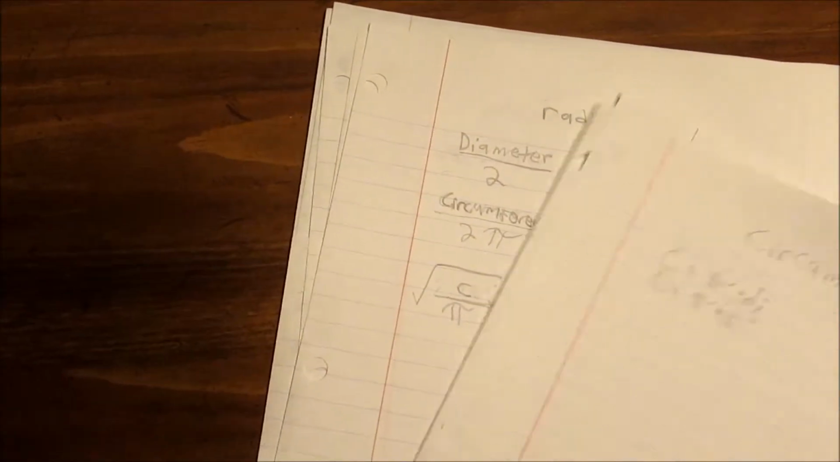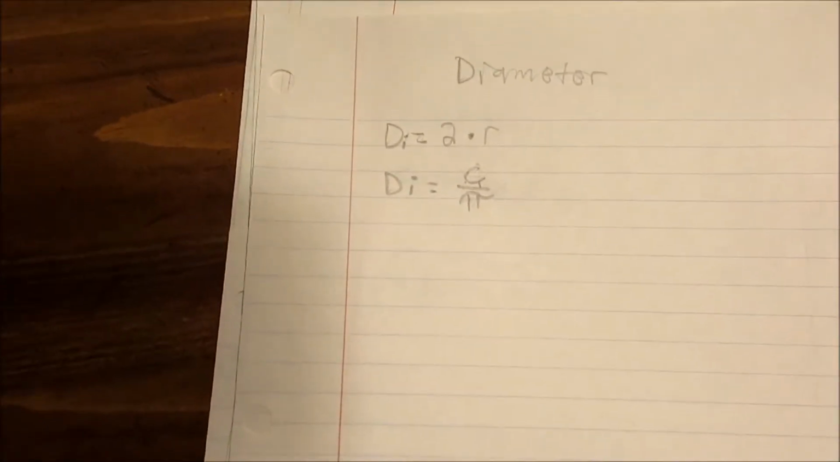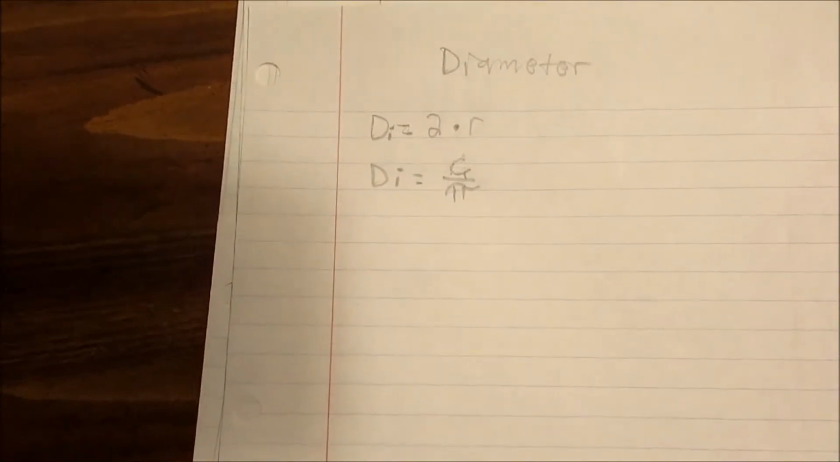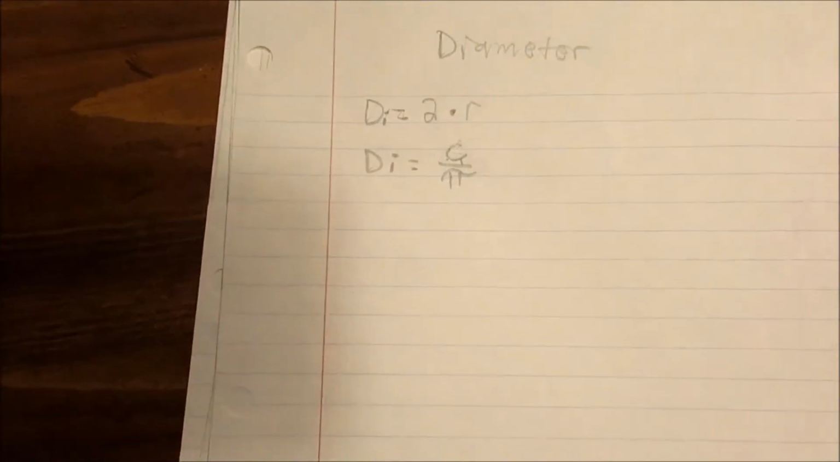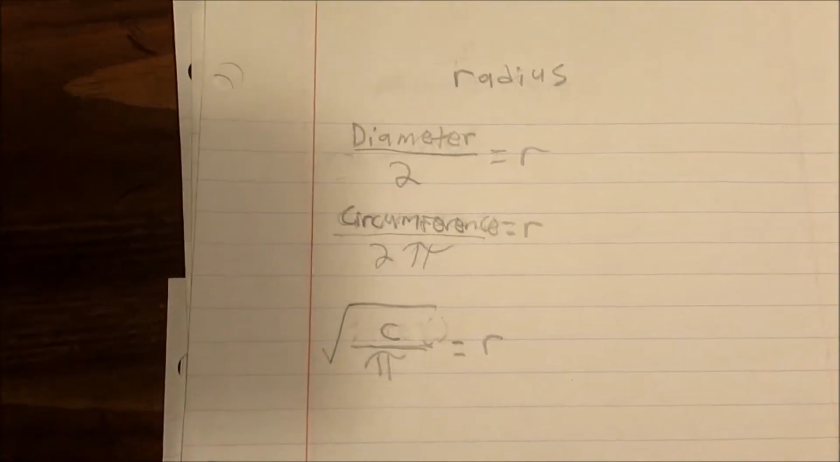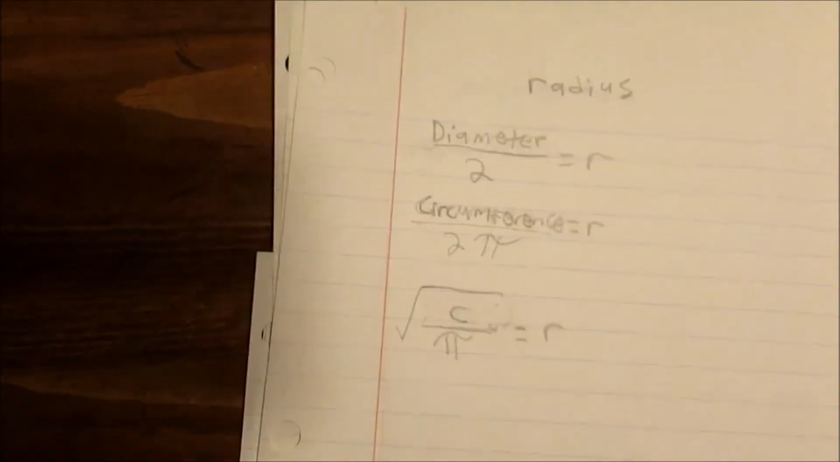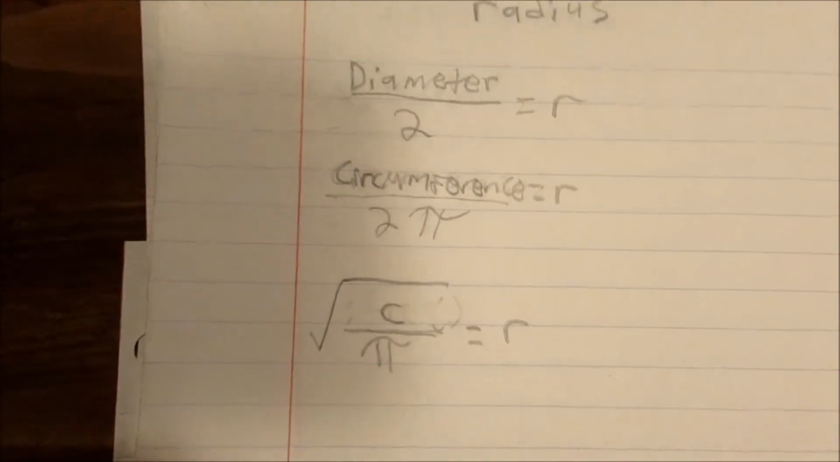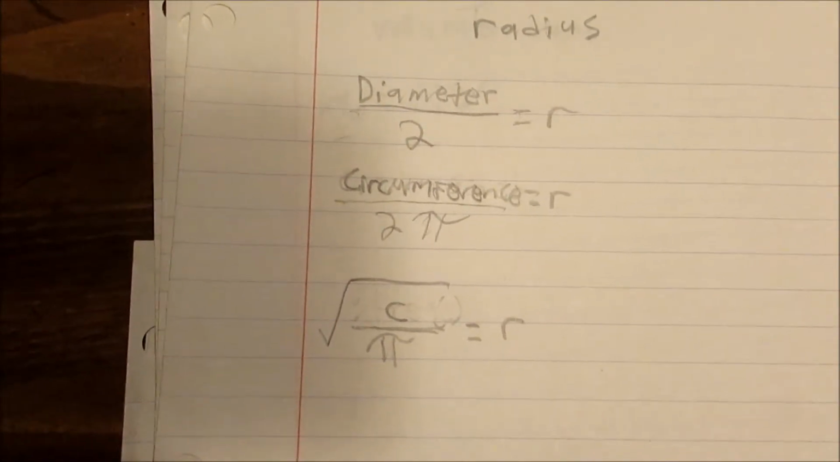Oh, I think I have two. There you go. And diameter is 2 times radius, or circumference divided by pi. And here's radius. I'm just gonna let you guys see them because I hate just explaining what they mean.